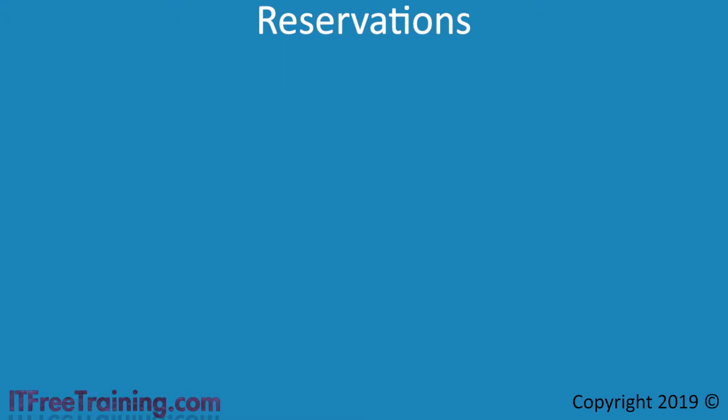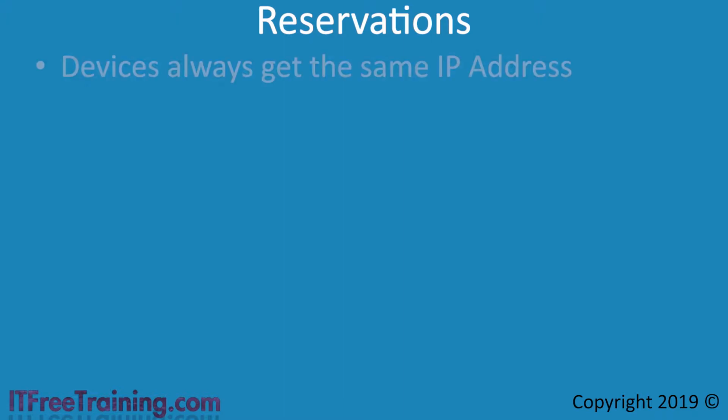The first difference I will look at is reservations. I will cover reservations in a lot more detail in later videos, but essentially when an administrator creates a reservation, a device on the network will always get the same IP address. This is the same principle in both IP4 and IP6. In this case, I will use an example of a desktop on the network.